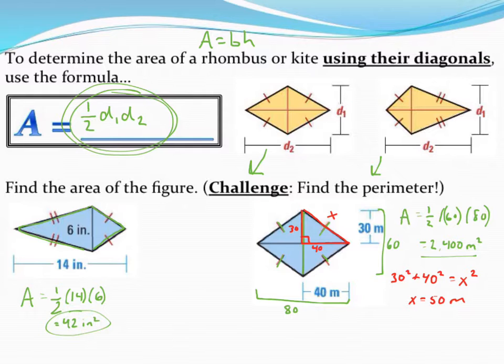And as we said, all the sides, since we have a rhombus, are 50. So I can label all of the sides as 50 meters, which means the perimeter is going to be 50 times 4, or just add 50 to itself 4 times to get me a perimeter of 200 meters for this figure.